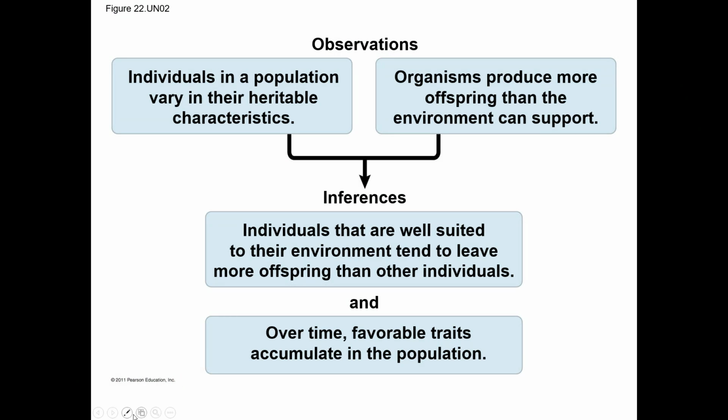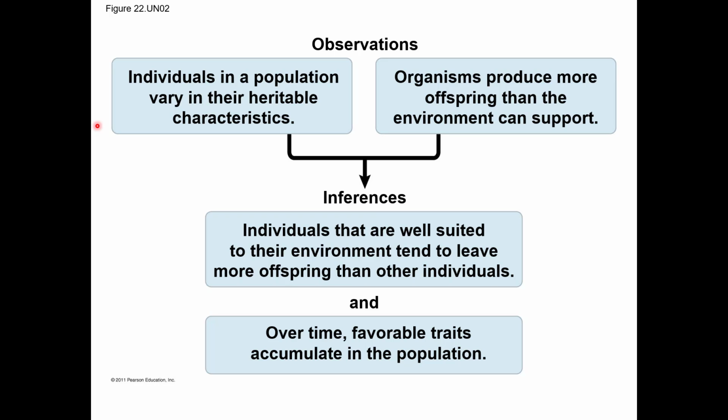So Charles Darwin has created a theory that explains why evolution happens. And he creates this theory first by making observations. Observation number one, these are important, write them down. Individuals in a population vary in their heritable characteristics.